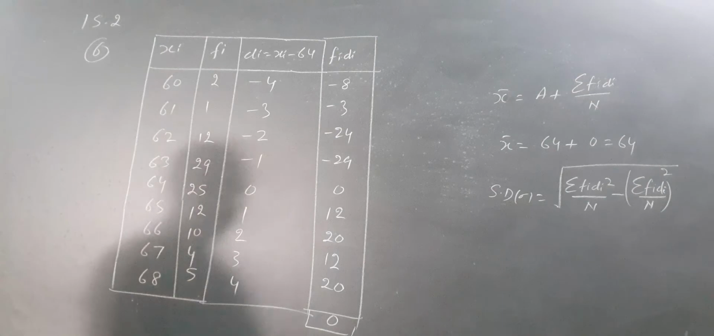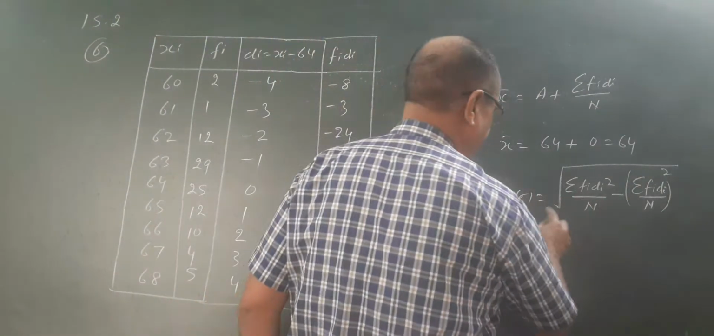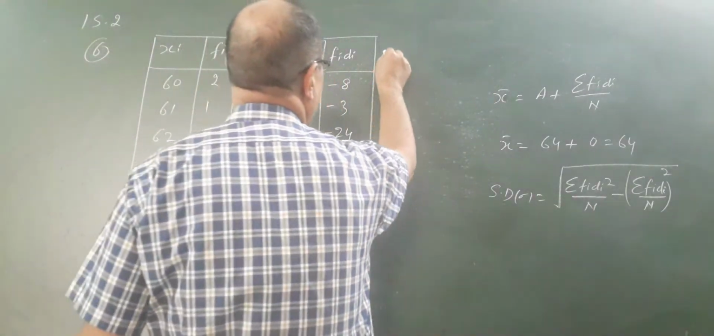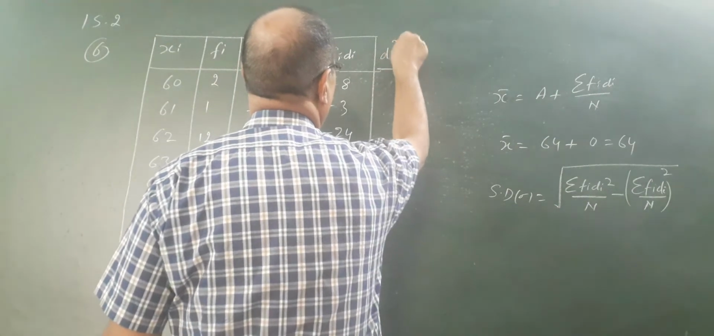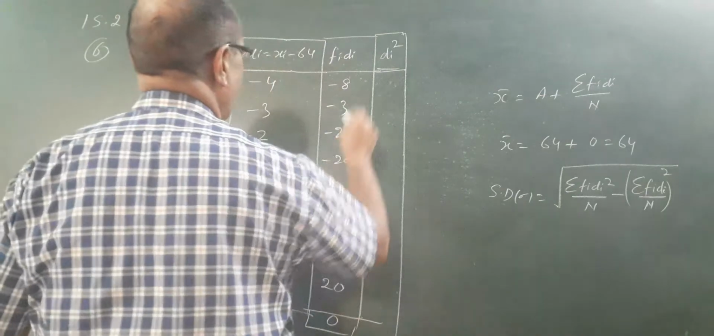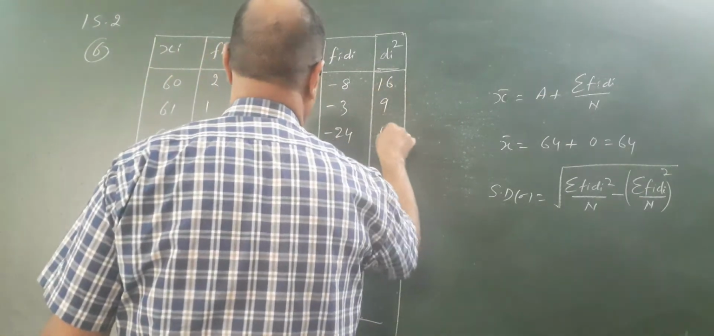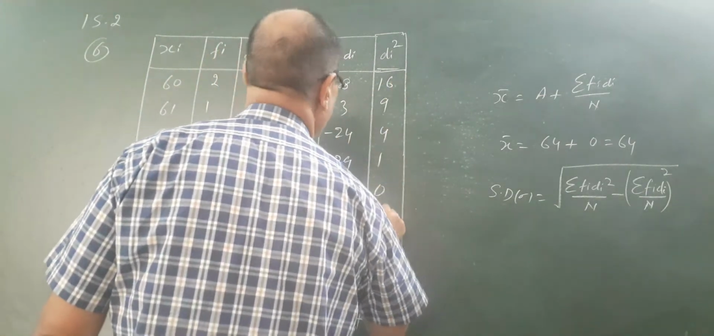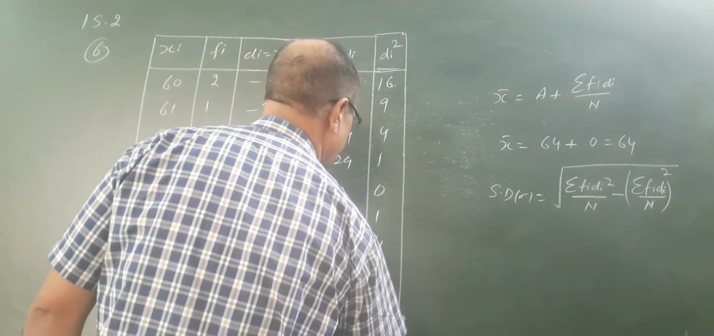Okay, now see, this sigma is fi di square, so it needs di square. Now you have to make a column of di square, then multiply it by that f. So what is di square? That is 16, 9, 4, 1, 0, 1, 4, 9 and 16.